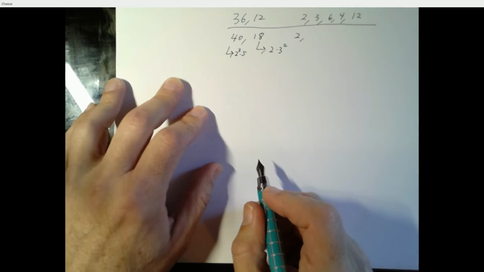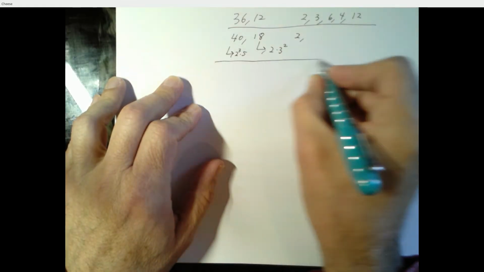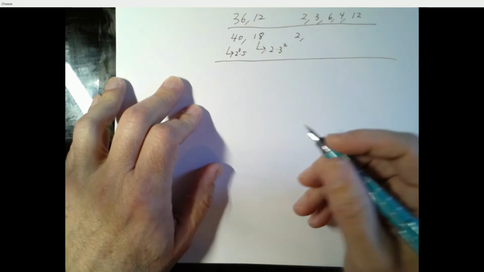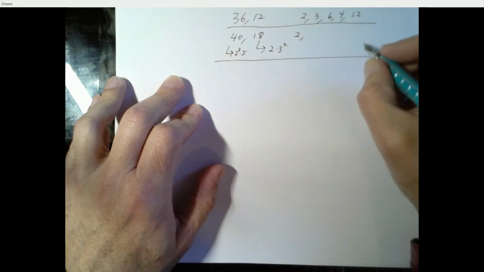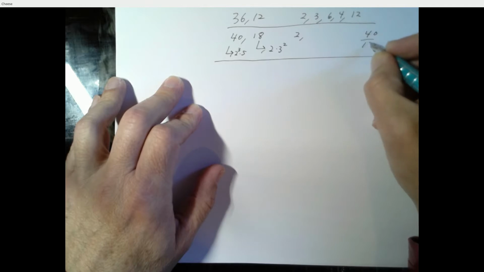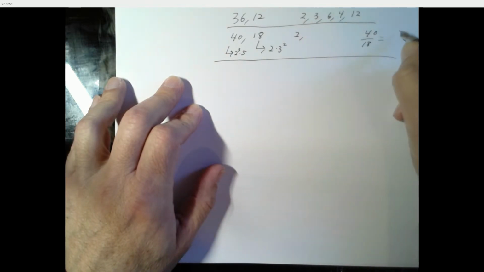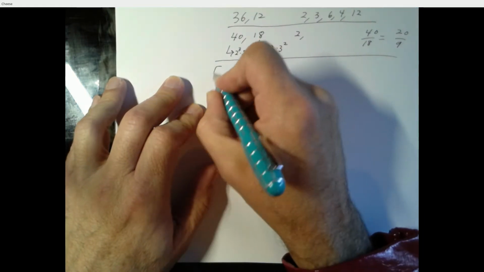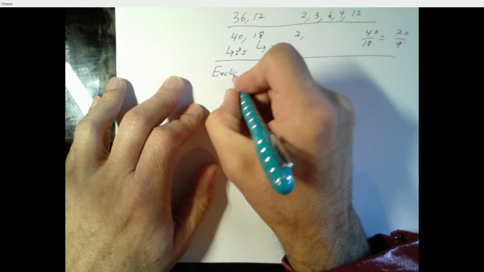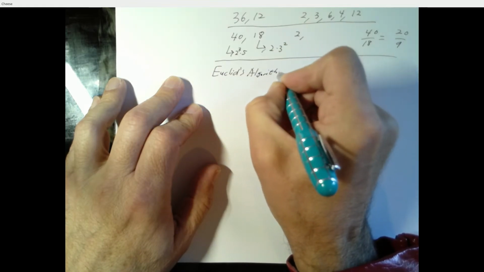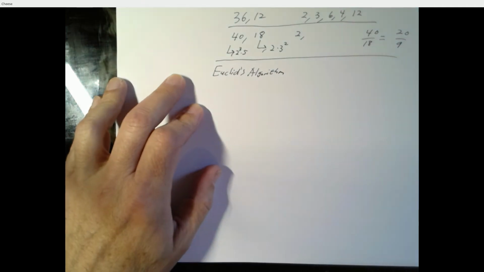But in general, we'd like a method for finding what the GCD is, the greatest common divisor between two numbers. And we do this typically when we're reducing fractions, right? If you want to write 40/18 in lower terms, you divide both top and bottom by the greatest common factor. This is 20/9. So there's a technique called Euclid's algorithm, which we can use to find the greatest common factor of any two integers.